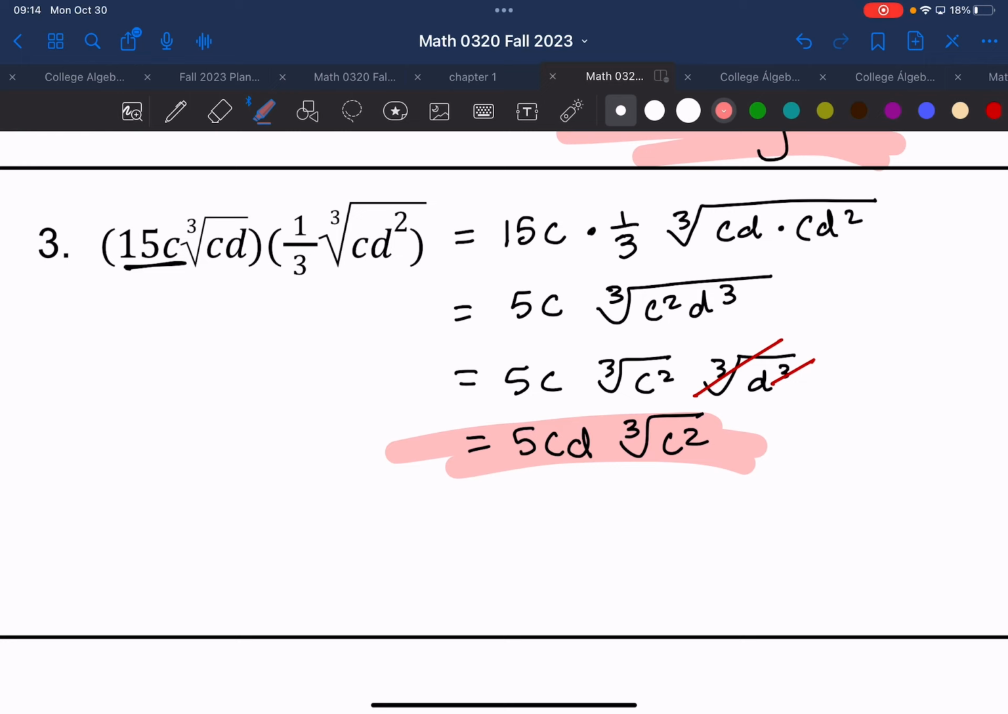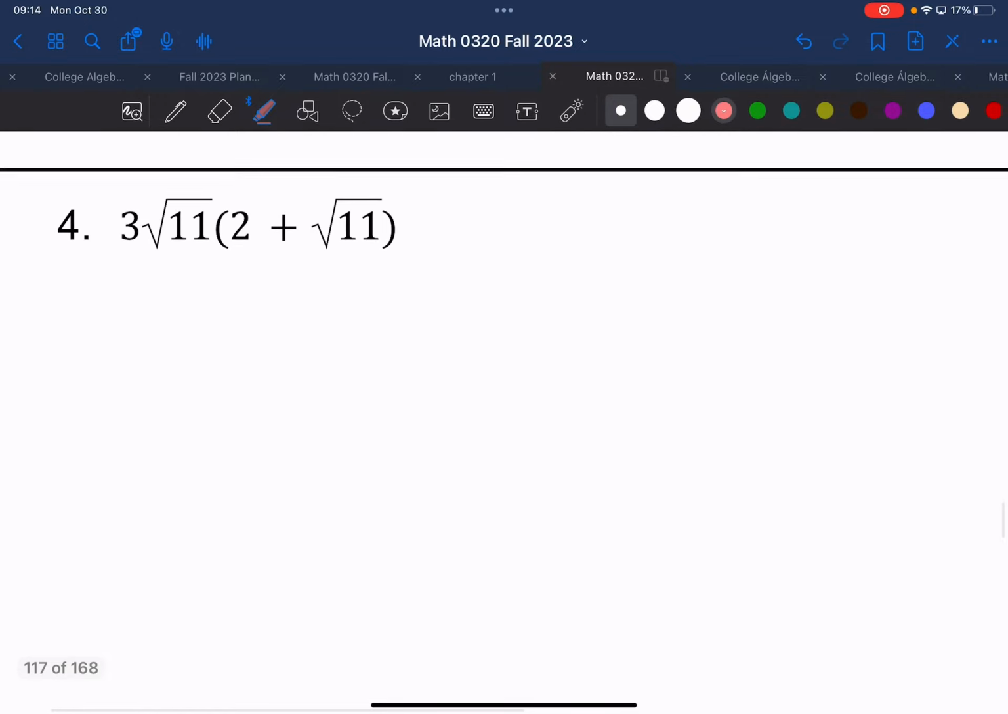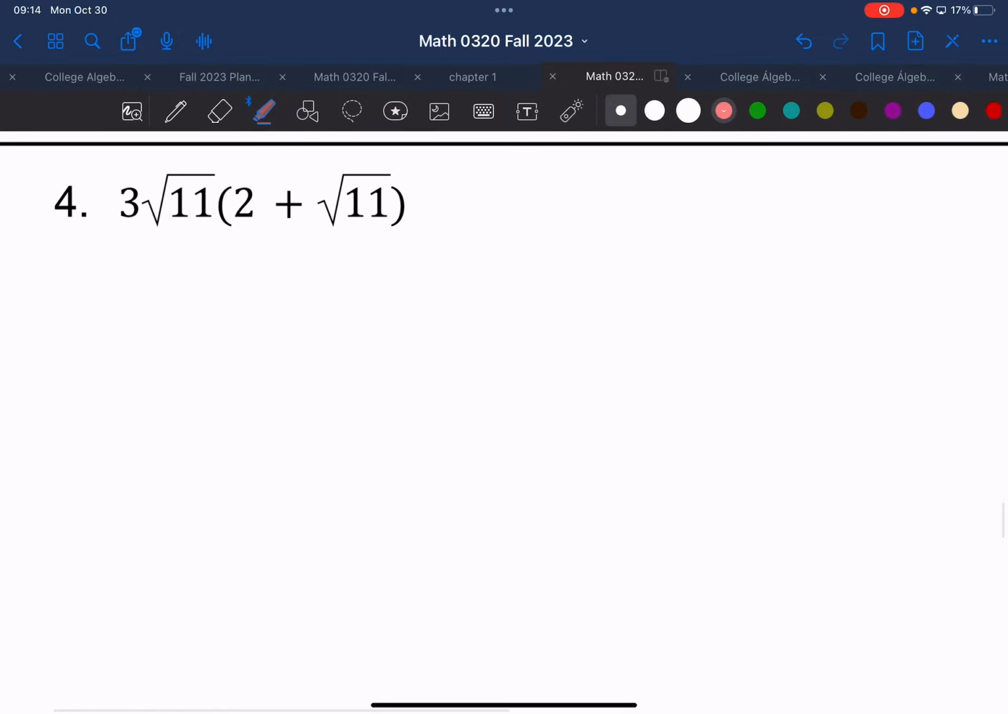Okay. Any questions on number 3? What's different about number 4? There's a 2 on the end of 11 on the first. Good. So those parentheses right here are what's different.